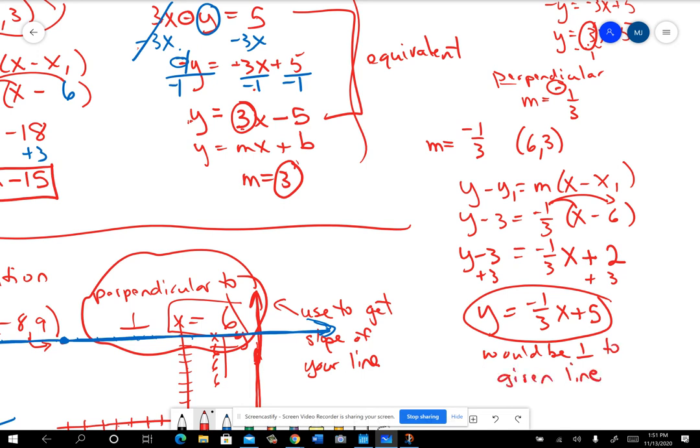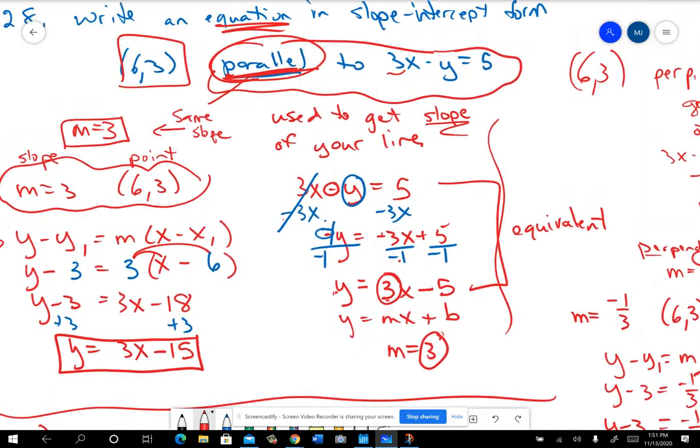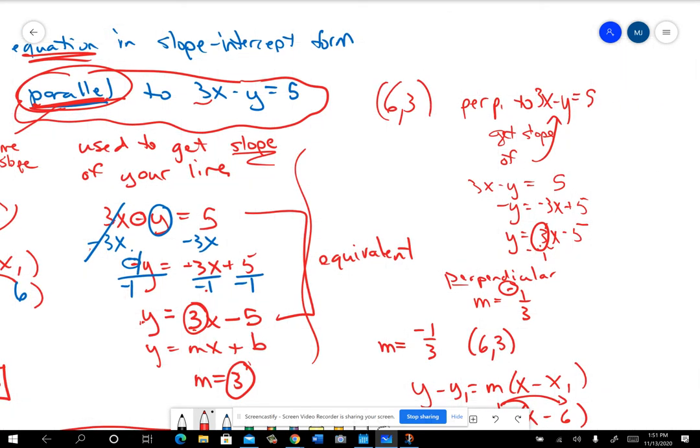So that's kind of similar to question number 30. I just wanted to go back to the one we already did. Number 28 started with parallel, and I just did a what if it was perpendicular.